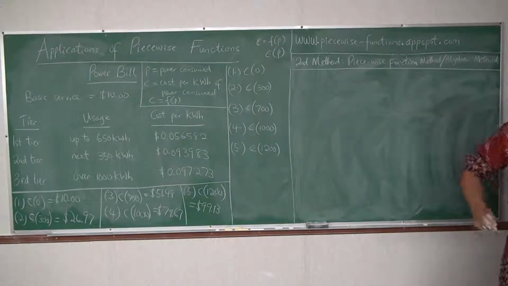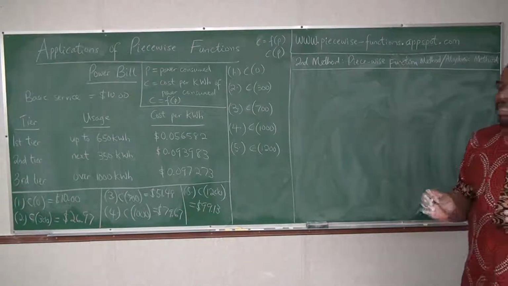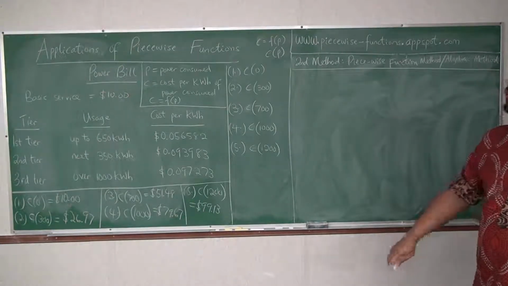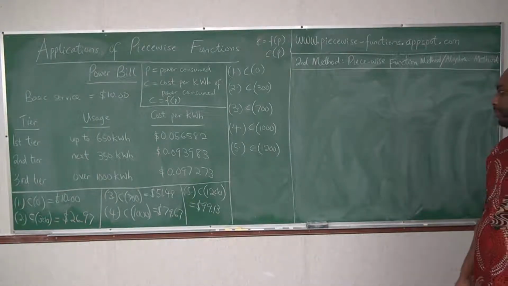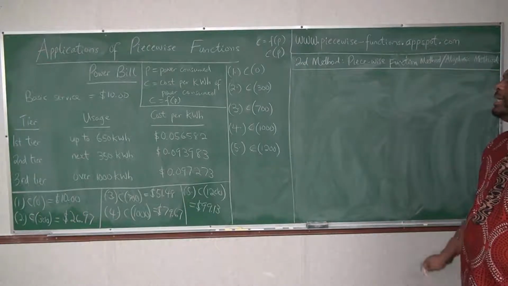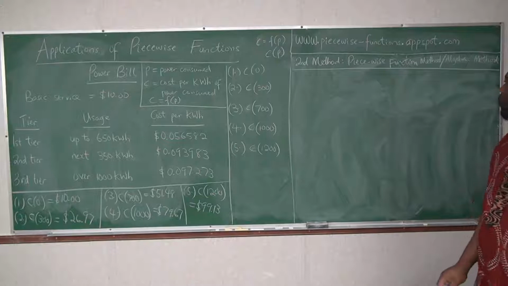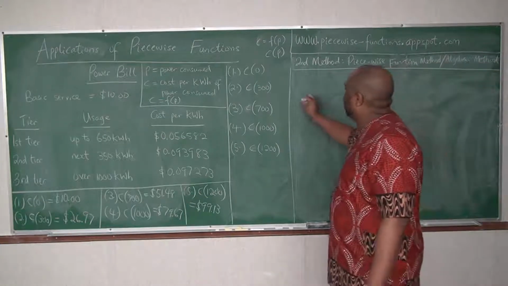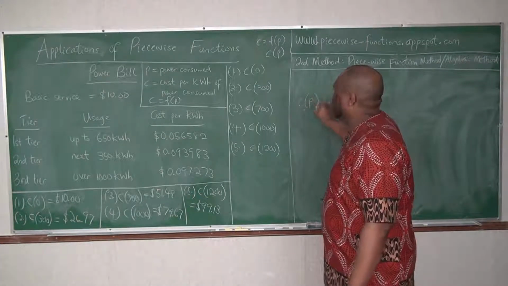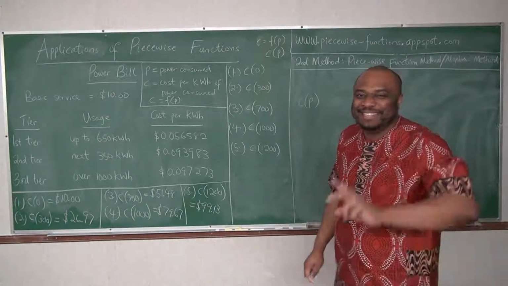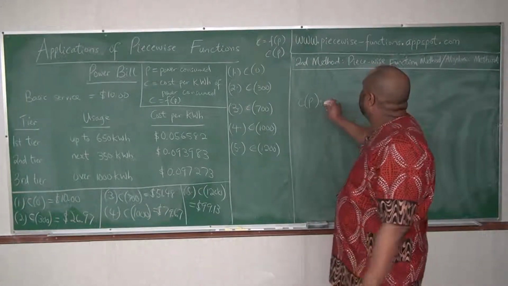Algebraic method. Okay, so with a piecewise function, just writing this like this for the piecewise function, we will say that C of G, C of P, I'm sorry I said G. Maybe I was thinking of gallons in the water bill. Okay, we'll say C of P.